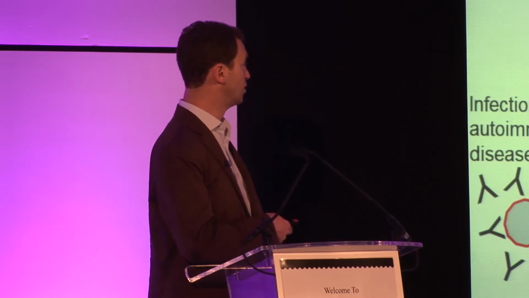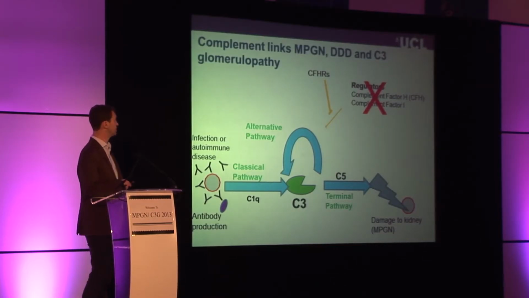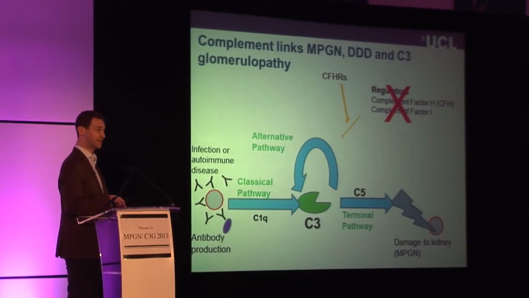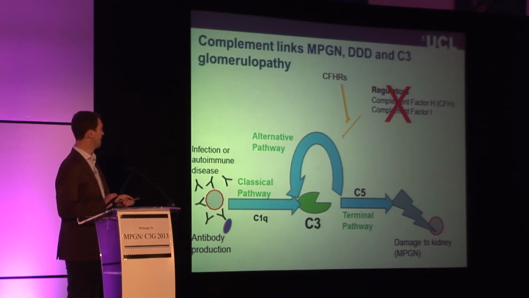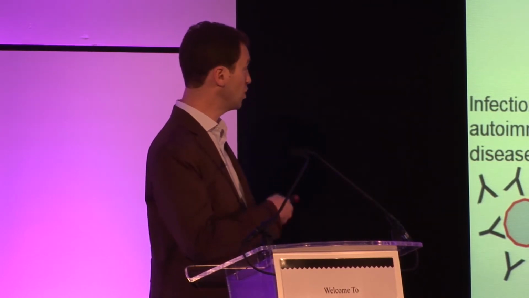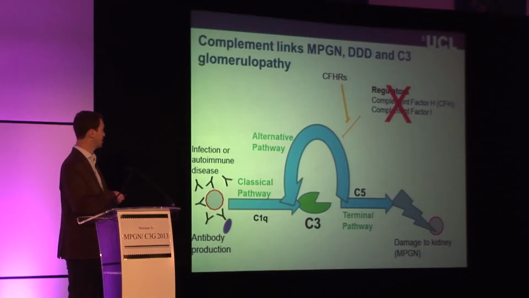Now, C3 can also switch on itself, and that's called the alternative pathway, and this is regulated by factor H, factor I, and various other proteins that we're only just beginning to understand. This regulation seems to be controlled by other genes, the factor H related proteins. If you're born with a mistake in the gene for factor H or factor I, this allows the alternative pathway to switch on and activate itself and cause damage. It doesn't need any antibodies to do that. It's just doing that because there's a lack of these regulators.